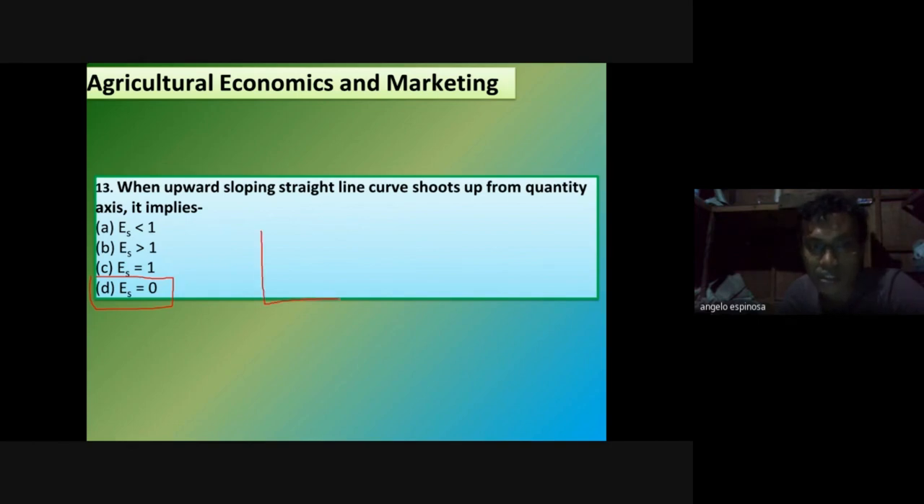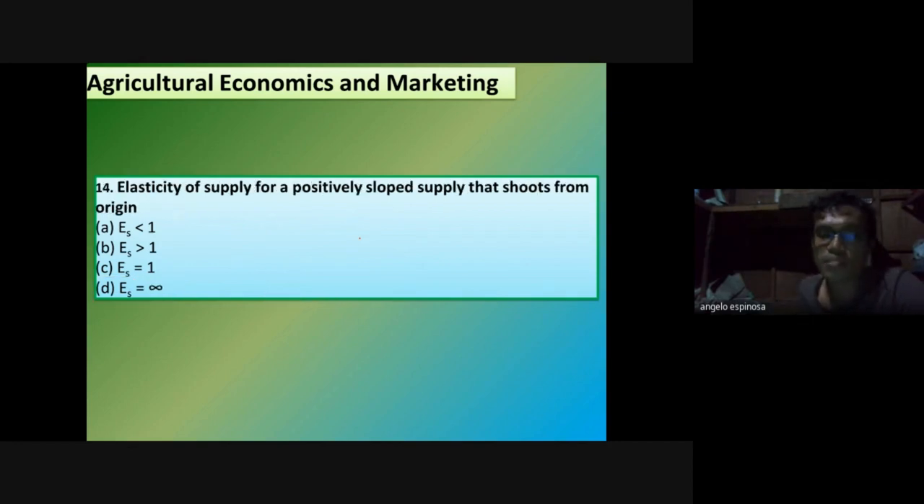Parang ganito, oh. Ganyan. So, may specific lang siya. Nandito yung kanyang shoots niya sa quantity axis. Okay? This equals to zero. So that is being perfectly inelastic.